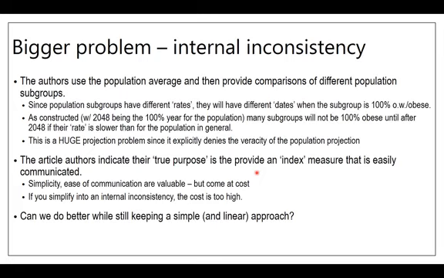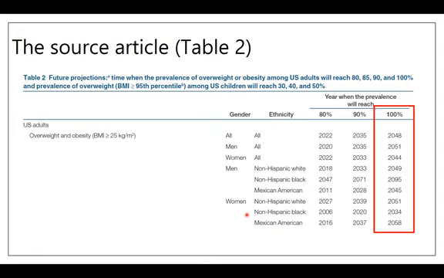Well, that's fine, but that kind of simplicity comes at a cost. And if you simplify your way into an internal inconsistency, that's just too high a cost. So we want to ask the question, can we do better? I'm not asking you to replicate this. Can we do better than what they've done, but still simple, but avoid the internal inconsistency?